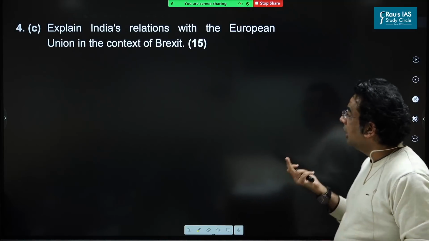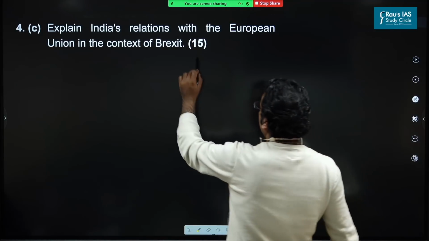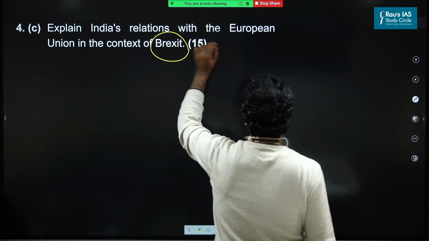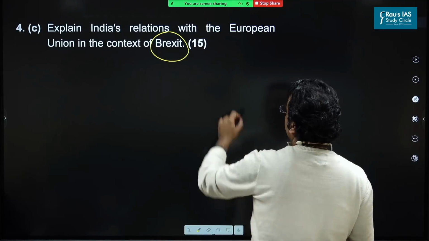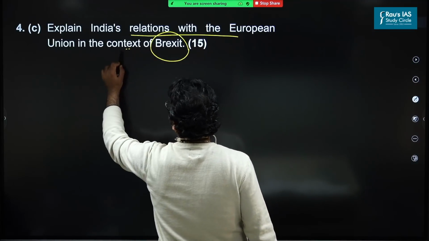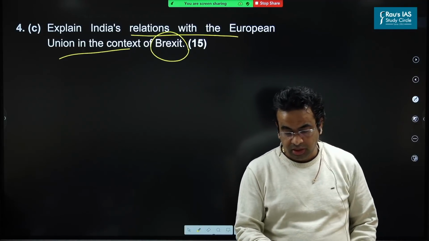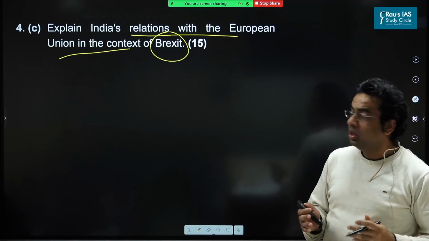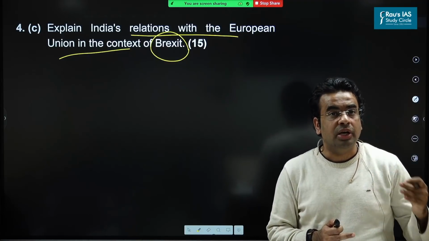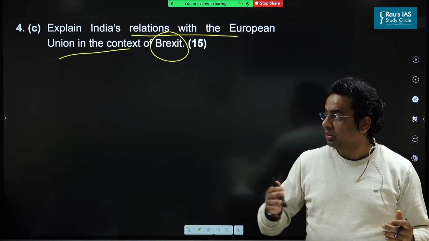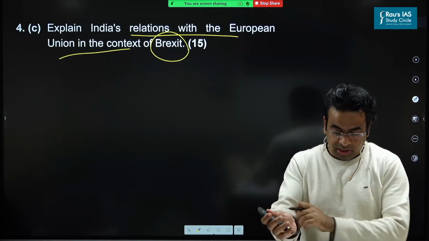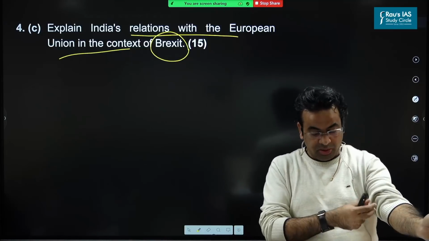Third, again, Brexit is in the news, but UPSC has not asked about the complexities of Brexit. India's relation with EU in the context of Brexit. Okay. How Brexit will impact India-EU ties.